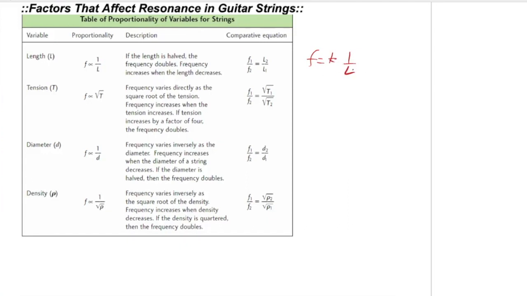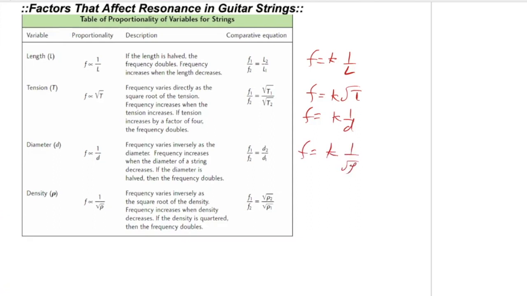If you're just dealing with length, the formula would be this. If you're just dealing with the tension, the formula would be this. Again, we don't know what K is, but that will come out in the proportioning. If we're just dealing with changes in the diameter, it's going to be K times 1 over D. And if it's the density, it's K times 1 over the square root of rho.